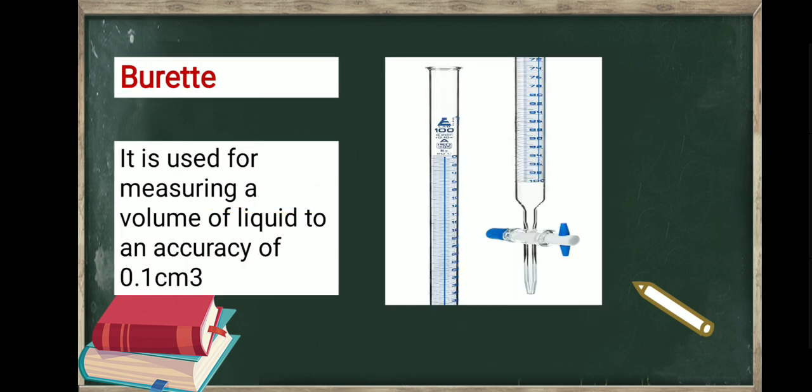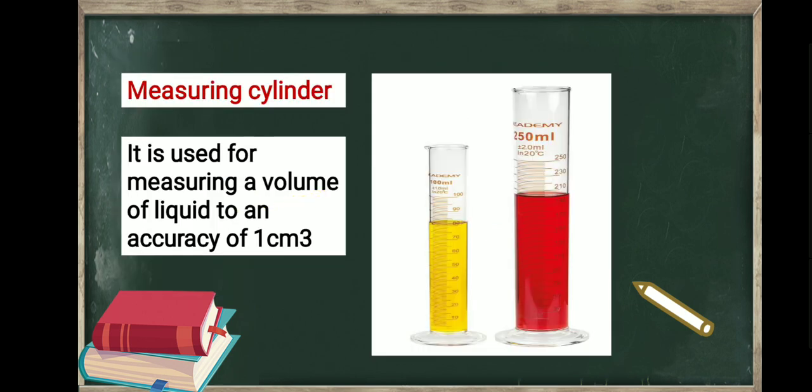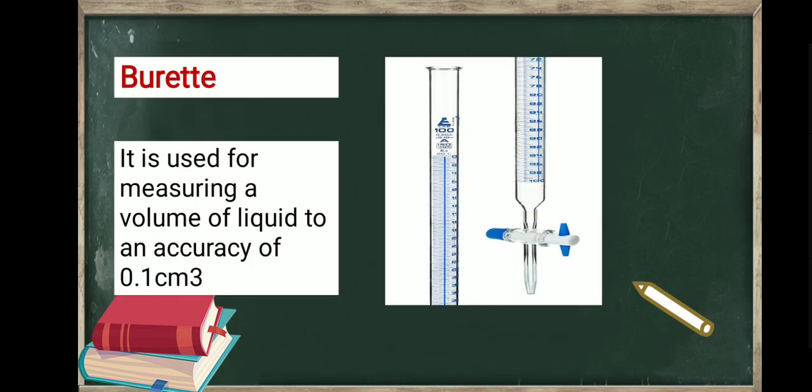The next one is the burette. It is used for measuring a volume of liquid to an accuracy of 0.1 centimeter cube. Means now you have to remember that if you want an accuracy of 1 centimeter cube, you will go for a measuring cylinder, and if you want an accuracy of 0.1 centimeter cube, you will go for a burette.